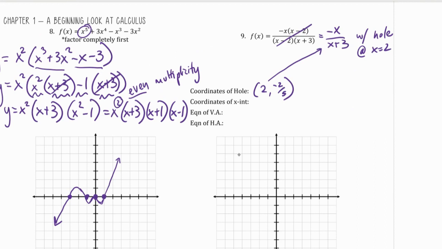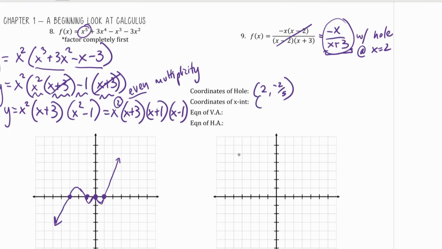Now the coordinate of your x-intercept. Where does this graph cross the x-axis? Again, we've basically simplified this now, so we can ignore the hole. As long as the hole doesn't stick around in our simplified result, we are not going to take it into account anymore. It's not also an x-intercept in this case, and it's not also a vertical asymptote. It's gone. So after I've noted my hole, I'm just going to look at what I have. I have negative x on top. What makes this function 0? If I plug in 0, I get negative 0 over 3, and that gives me 0.